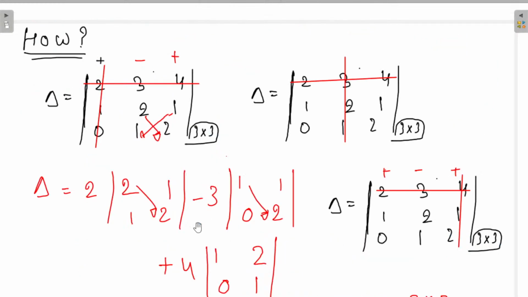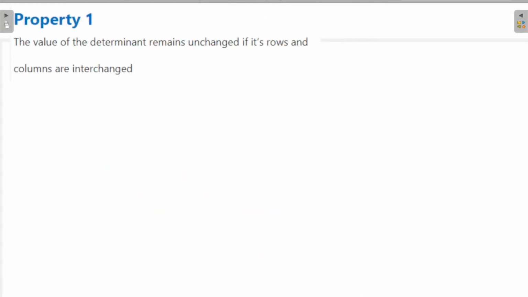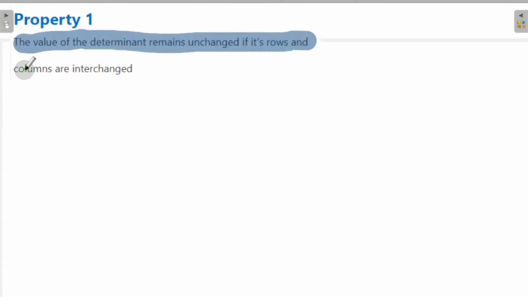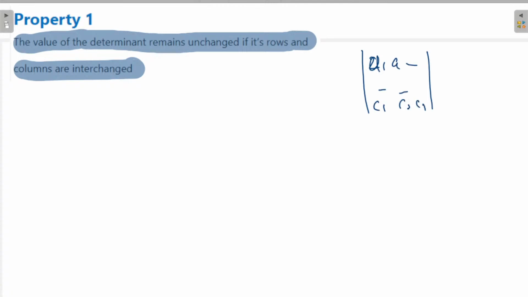Now see, the very first property, a very basic property: the value of a determinant remains unchanged if its rows and columns are interchanged. What does it mean to say? It means, suppose I have this determinant of 3 cross 3, let us consider A1, A2, A3 and C1, C2, C3.